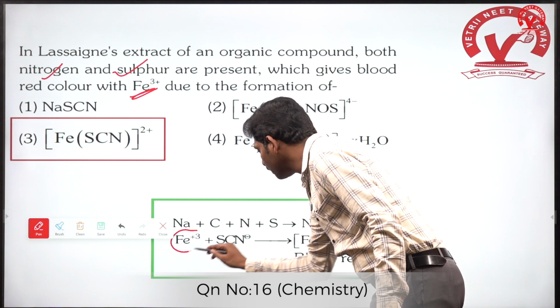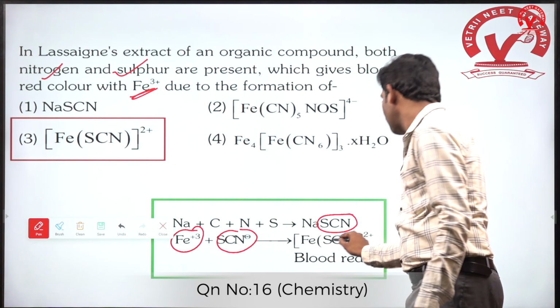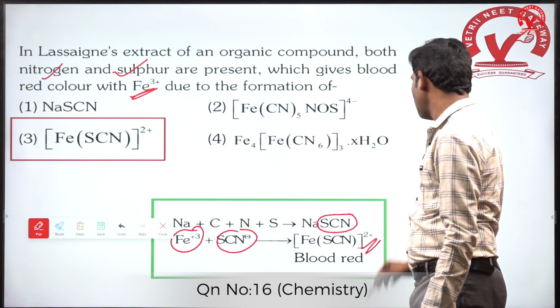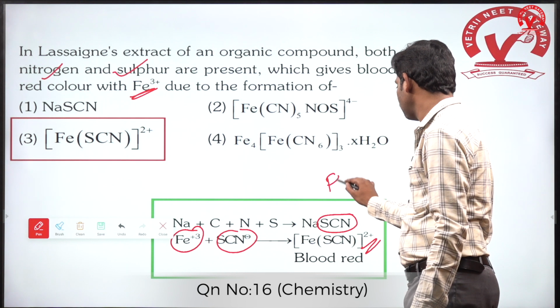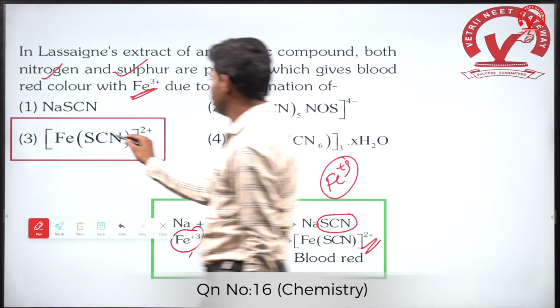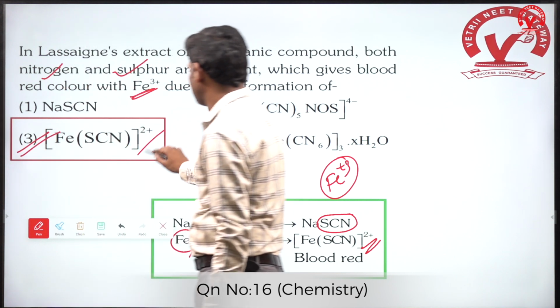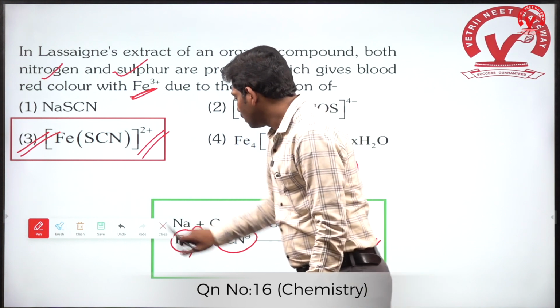So Fe+3 reacts with SCN minus, so it will convert into FeSCN2+. It will give the blood red color solution. So only Fe+3 is asked in the question. So here it is only Fe+3, this formula, this option only. So you can go to this option. Next question.